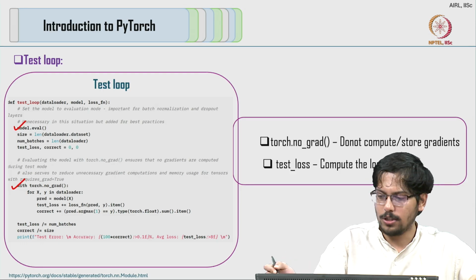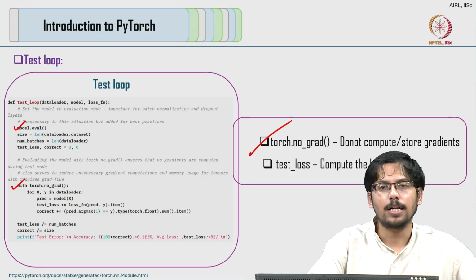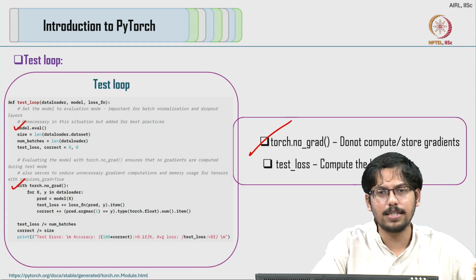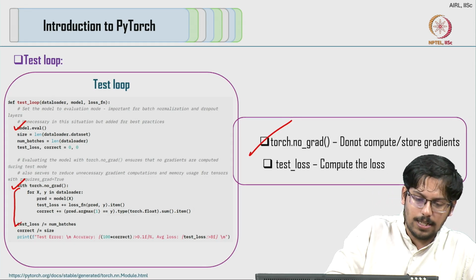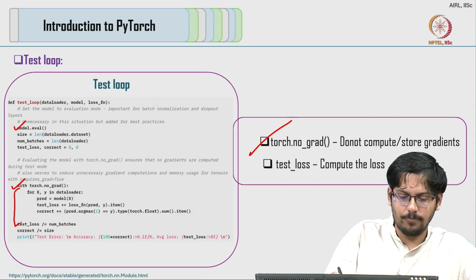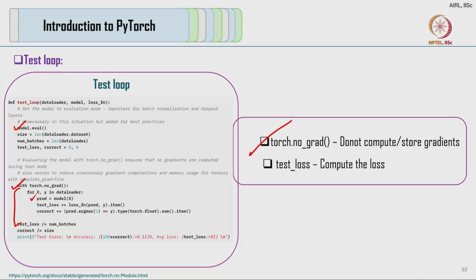Now when we say torch.no_grad, it is essentially not to compute any gradients in that particular step. So in this particular step, no gradients would be computed. Essentially we would have an output prediction, we would compute the loss and then we would compute the last part, which is the correct, right? And we will come back to this particular statement in the subsequent slide.